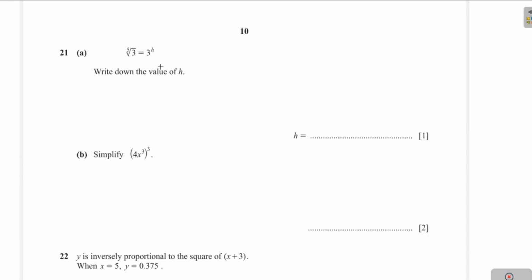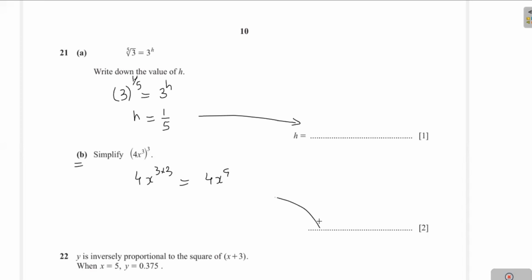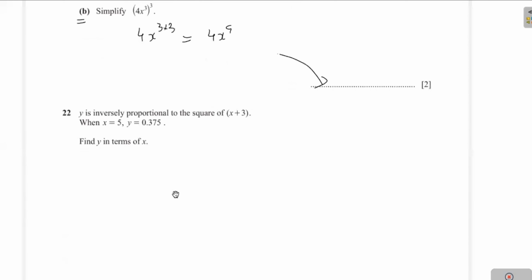In 21 part A, write down the value of h. You see here the fifth root of 3, we can write as 3 power 1/5. And this 3 power h is written as it is. Both values have the same base, therefore we can write h equal to 1/5. This is the answer. Part B, simplify (4x cubed) whole cubed, and this value will be equal to 4x power 3 multiplied by 3, and this will be equal to 4x power 9. This is the answer.